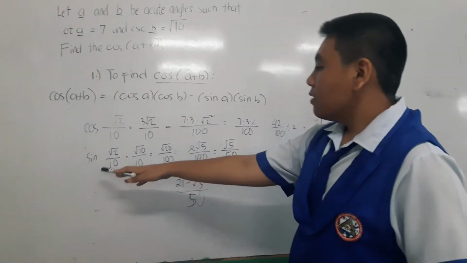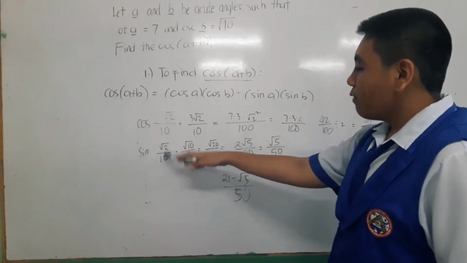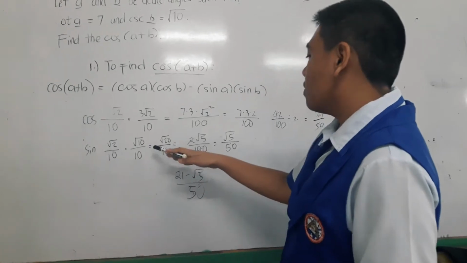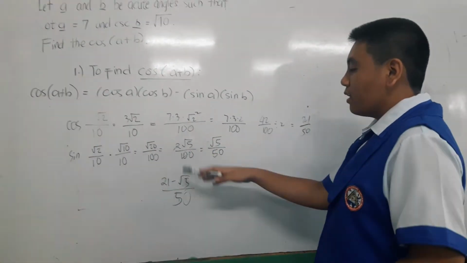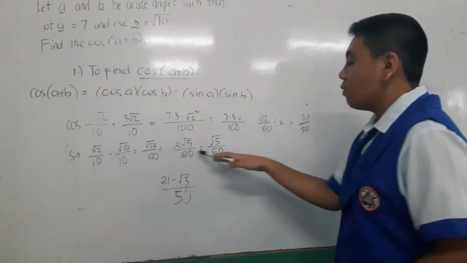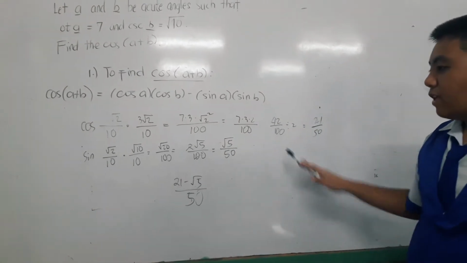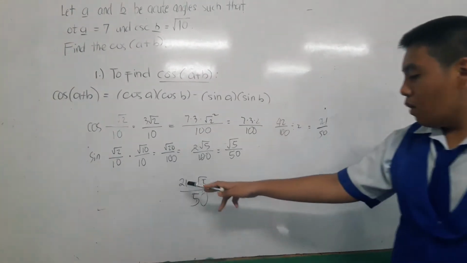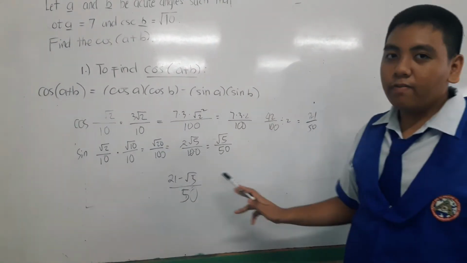While sine 2 square root of 2 over 10 times square root of 10 over 10 is equal to square root of 20 over 100, and cancel 2, and square root of 5 over 100 cancel will be equal to square root of 5 over 50. So after this, the answer of this problem will be 21 minus square root of 5 over 50.